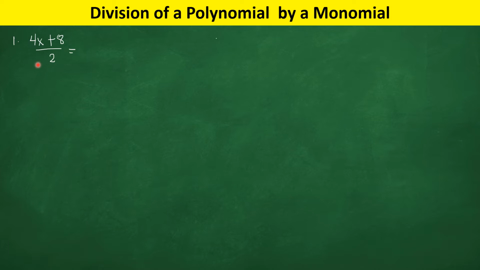So, ibig sabihin din ito, itong si 2 ay denominator siya ni 4x at denominator din siya ni 8. For easy dividing ng polynomial sa monomial, ay pwede nating i-break down or hatiin natin itong polynomial na ito sa monomial dahil sa iisa lamang ang kanilang denominator. Okay, so let us now break it down. So just copy the numerator 4x, copy the denominator 2, plus, copy din natin ang numerator na 8, and then copy also the denominator na 2.